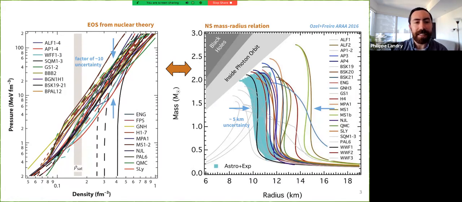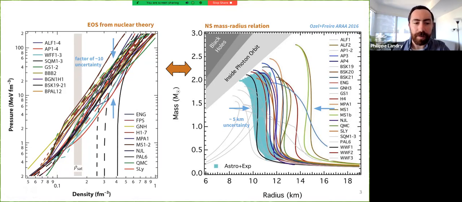And as you can see, there are many different models here, which each correspond to a different calculation of nuclear theory. And if you look at their pressure at a few times the nuclear saturation density, the density of an atomic nucleus, what you see is that different nuclear theory predictions can differ by as much as an order of magnitude in what the pressure inside a neutron star will be.